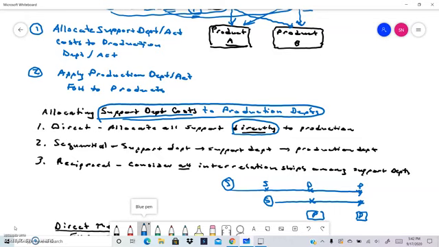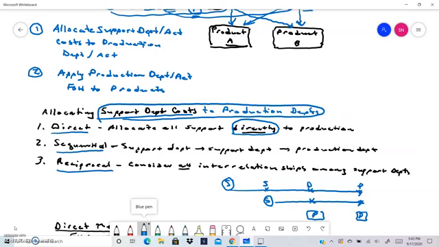So here we have the direct method, which we discussed. Each support department is going to be fully allocated out to the production departments. Sequential, we're going to take one support department, allocate it to all the other departments, including any support departments, and one by one just work our way through each support department, allocating to all the remaining departments until all the support departments have been fully allocated to the production departments.